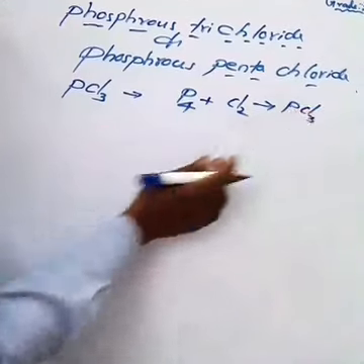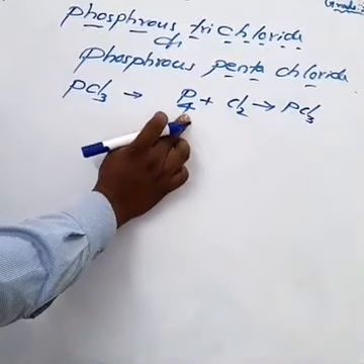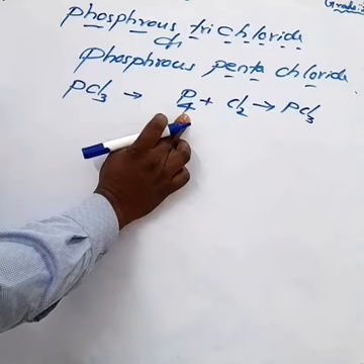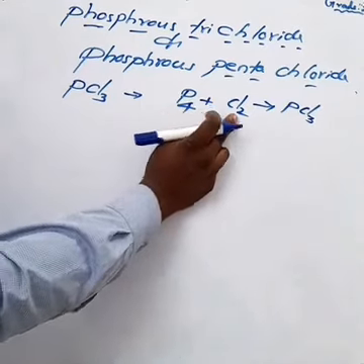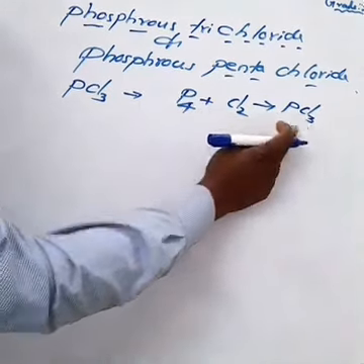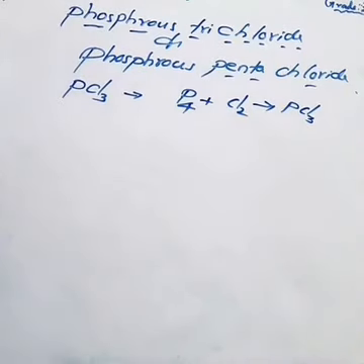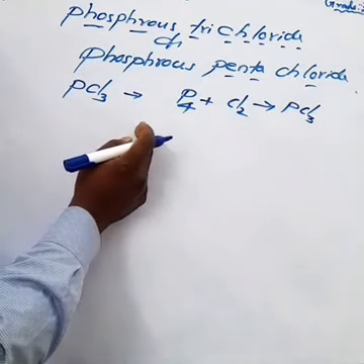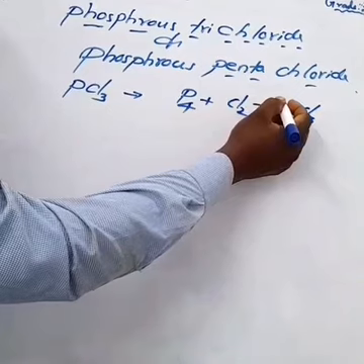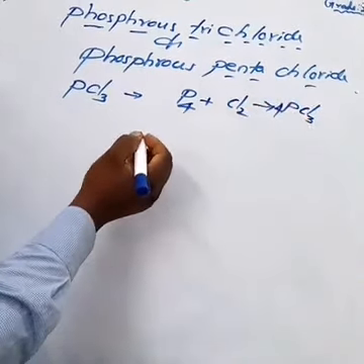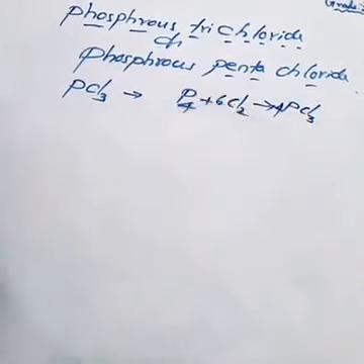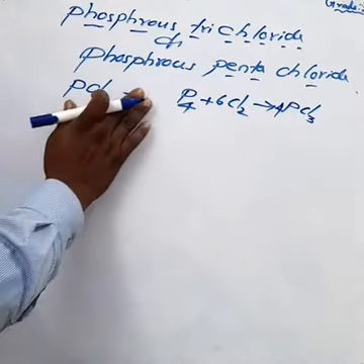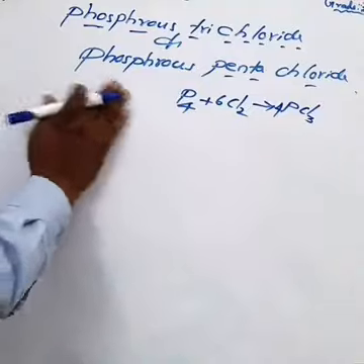How can we write the equation? White phosphorus, that is P4, plus Cl2 gives PCl3. How can you balance the equation? Here there are 4 phosphorus, so make it 4 PCl3. How much chlorine is there? 4 3s are 12 chlorine, so make it 6 Cl2. Now the equation is balanced. This is one equation. Next, the other equation.